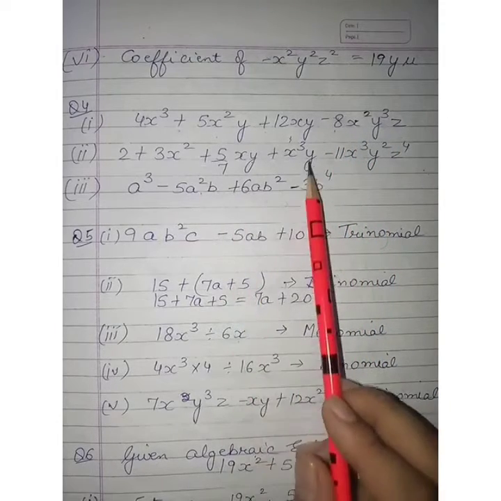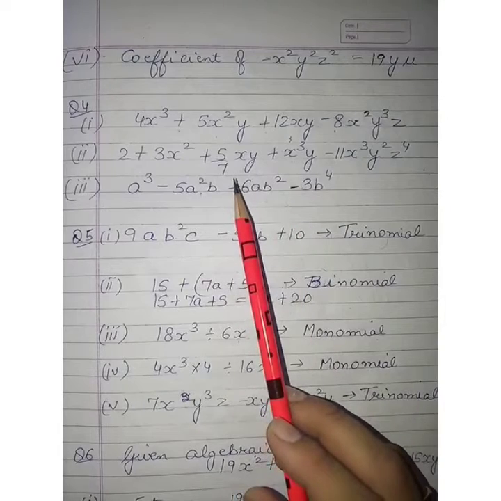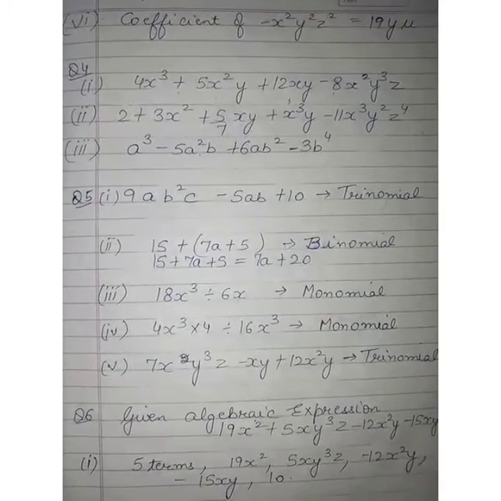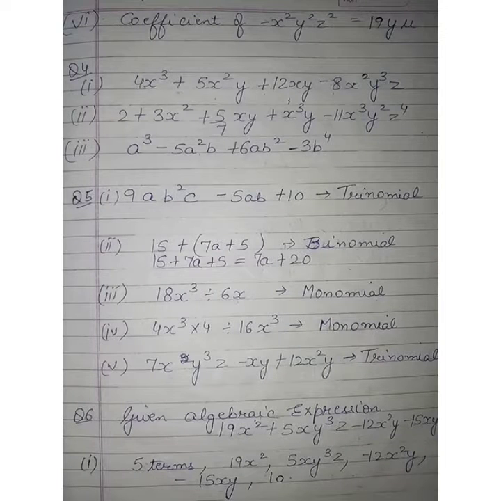Similarly, you will do these two parts. Simply you have to replace the comma with the addition sign. Now move to question number 5. Identify monomial, binomial and trinomial. Monomial means one term, binomial means two terms, trinomial means three terms. If any algebraic expression has one term, then you will write that it is a monomial. If it has two terms, then binomial. Similarly, if three terms are there, then we will write it as trinomial.